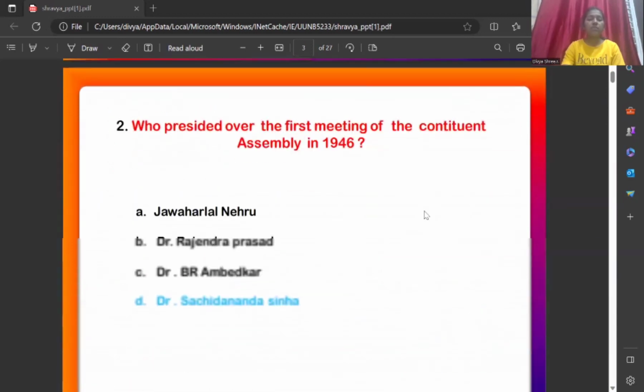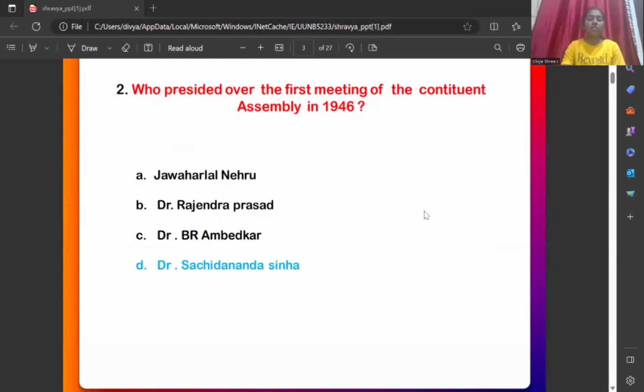The second question is, who presided over the first meeting of the Constituent Assembly in 1946? The options are: option A is Jawaharlal Nehru, option B is Dr. Rajendra Prasad, option C is Dr. B.R. Ambedkar, and option D is Dr. Sachidananda Sinha. The correct answer is option D, that is Dr. Sachidananda Sinha.